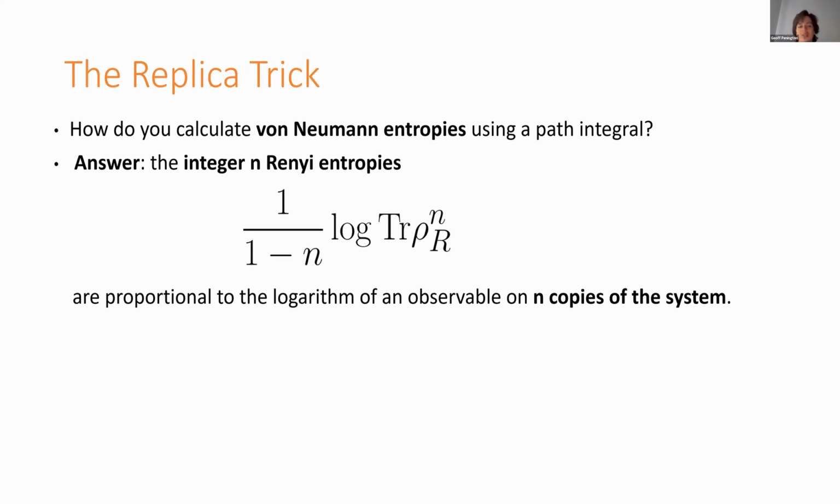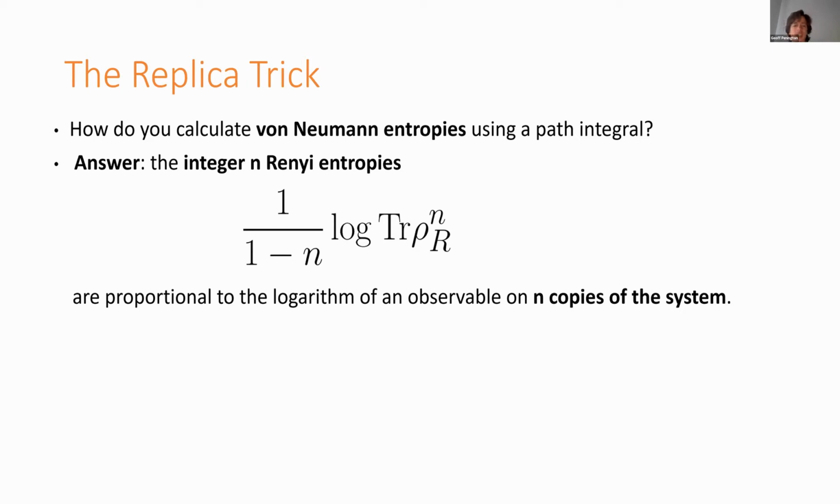But fortunately, it's closely related to some things which are called integer n Rényi entropies. So they're given by this formula. But the important part of this formula is this trace of the reduced state on the radiation to the power n. And that is, in fact, an observable. It's the expectation value of an observable, but on n copies of the system. The observable in question is the Hermitian operator that commutes those n copies of the system.